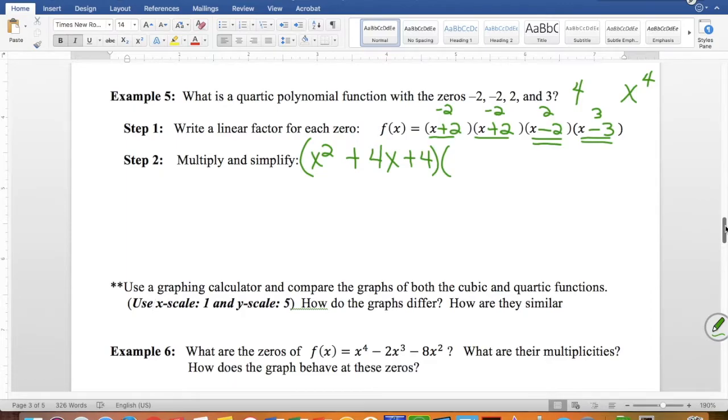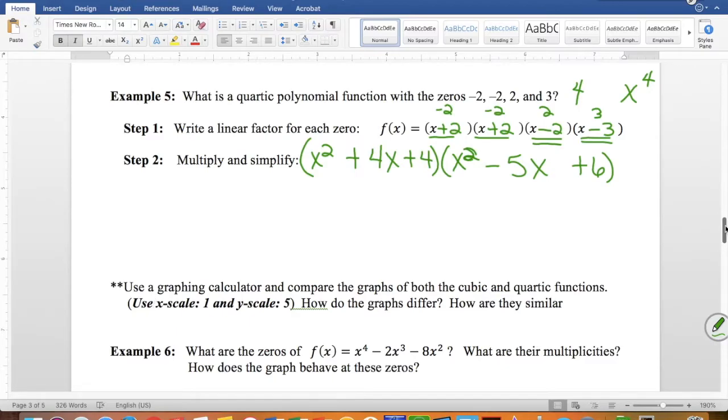Let's FOIL the last 2. First, x times x is x squared. Outer, x times -3 is -3x. X times -2, this is exactly what we had above. Inner, -2 times x is -2x. And then -2 times -3 is +6. So again, I'm going to go ahead and combine my -3x and my -2x, making this a -5x. This is my squared. Now I've got 2 quadratic trinomials that I have to multiply together.